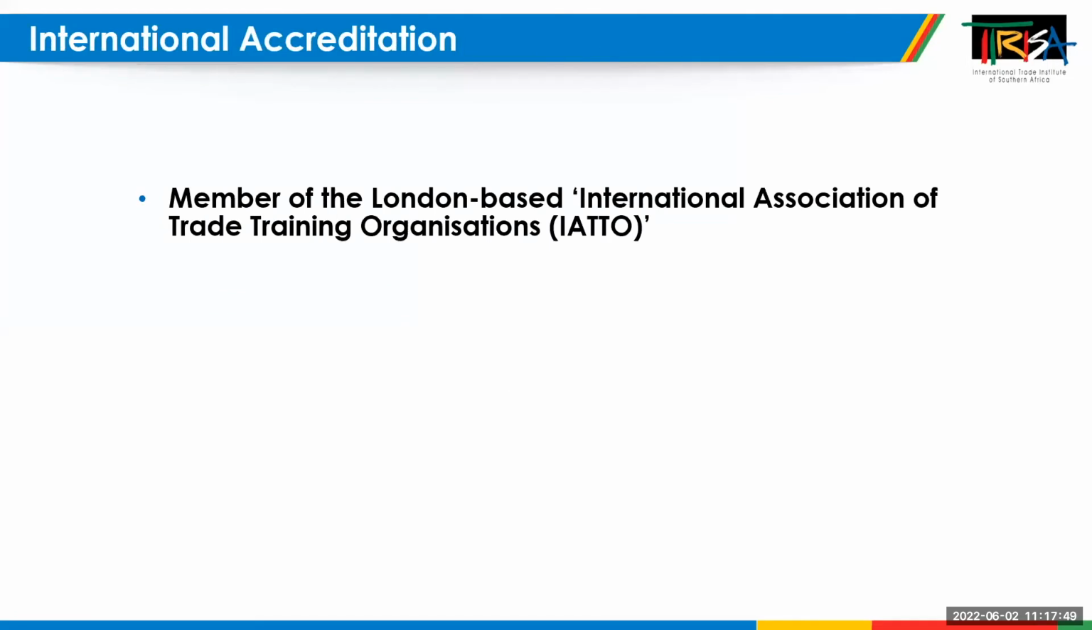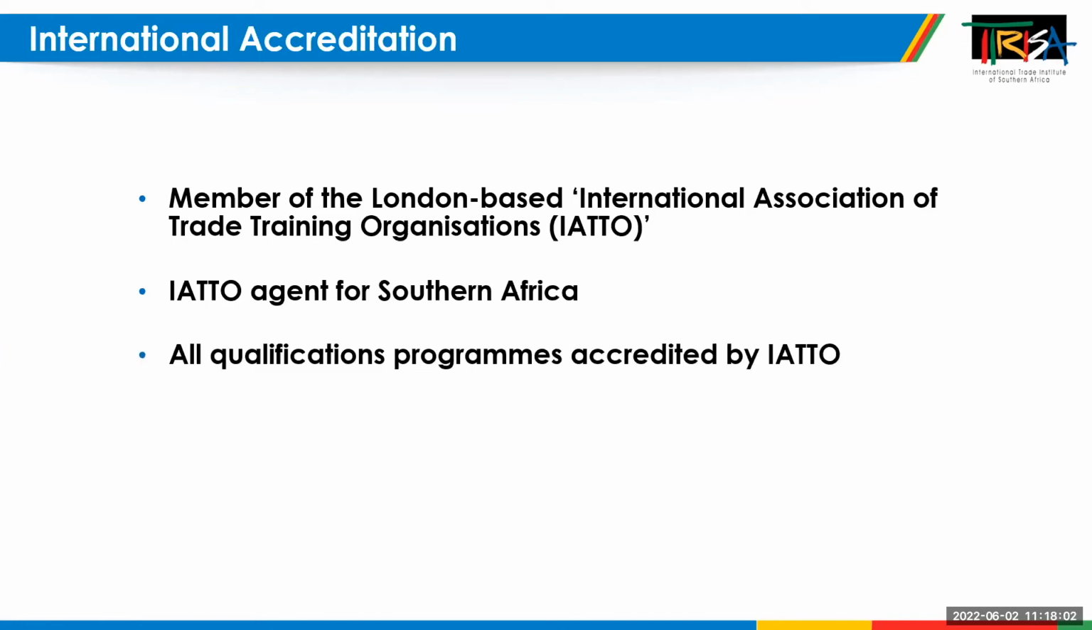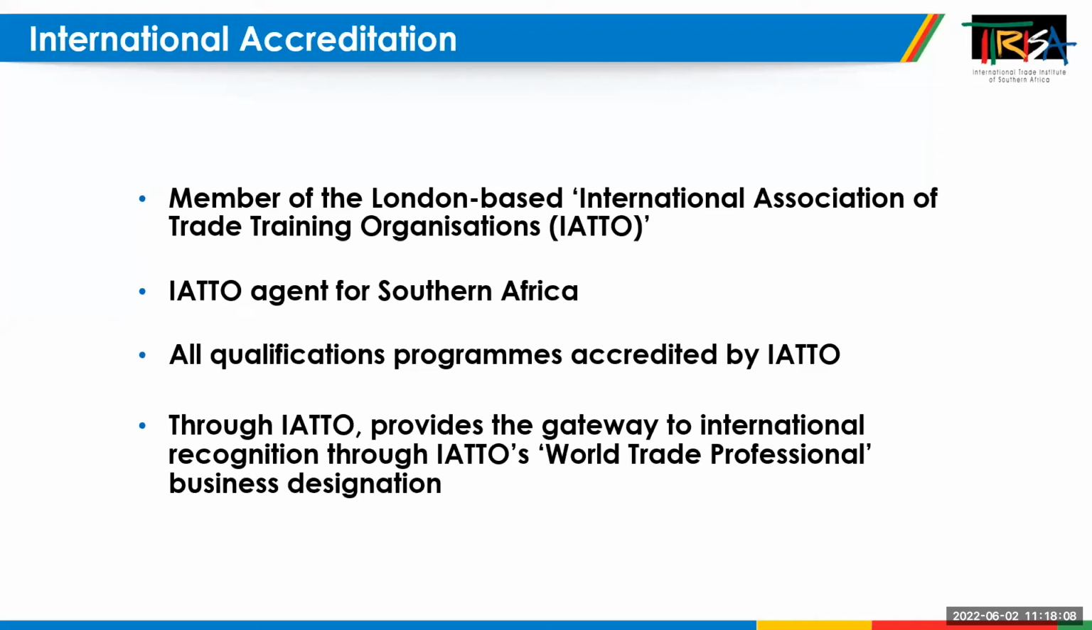From the international side, we're a member of the London-based International Association of Trade Training Organizations. We are the IATTO agent for Southern Africa. All our qualifications programs are accredited by IATTO. And the glory of this is that through IATTO, those that have our qualifications are able to access the World Trade Professional business designation, which is global. So wherever you might go in terms of developing markets for the future business of your company, with these letters, WTP, after your name on your business card, everybody you're dealing with knows that you're a professional at what you're doing.